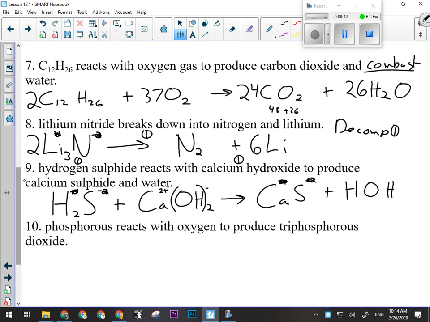So this is what kind of a replacement reaction, single or double? It's double, right? They're all ionic compounds, so this is a double replacement reaction. Now I need to balance this. What should I balance first?